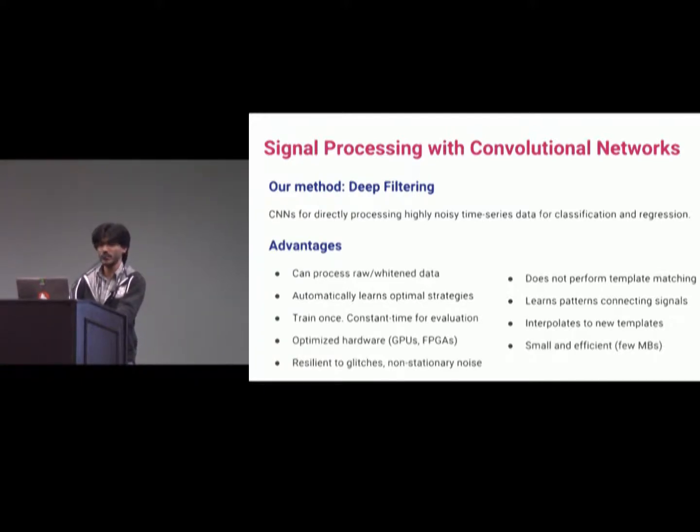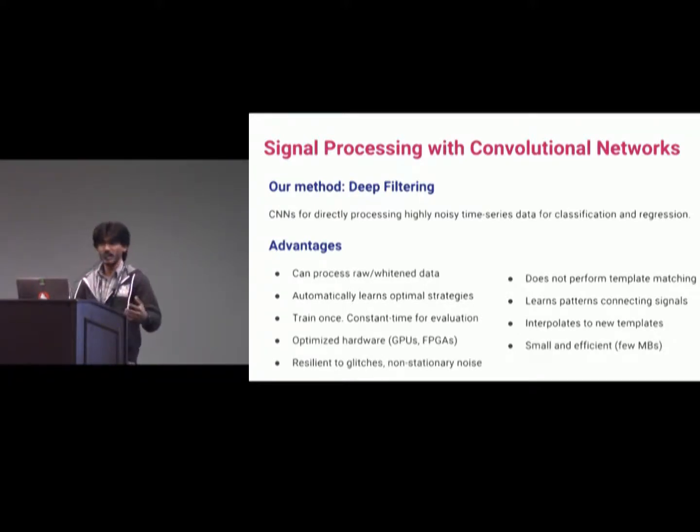And there are a lot of advantages. You can feed in the raw data, and it can automatically learn the optimal strategies. You can use optimized hardware like GPUs and FPGAs to actually do the analysis on the detector. You don't have to transfer all this data to a remote cluster. And deep learning can automatically learn the characteristics of noise in the LIGO detector, so it's resilient to all these anomalies and glitches that occur really frequently.